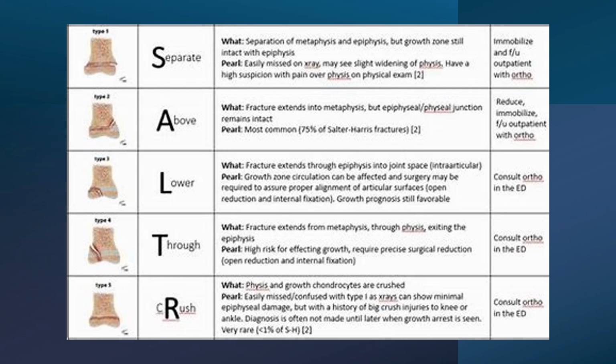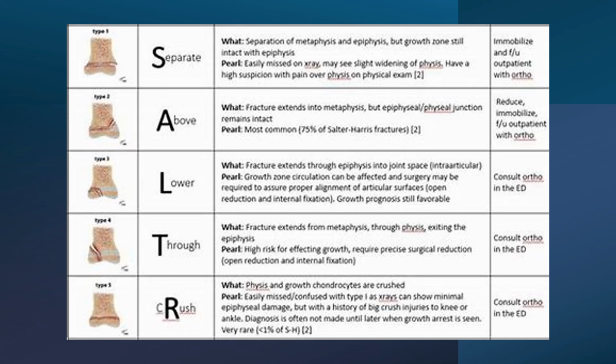Then we have type 4. This is when the fracture goes through the growth plate, the shaft of the bone and the joint side, so both sides of the growth plate are affected. Now, this type often requires surgery to make sure the bone heals correctly and doesn't affect future growth. An example of this is a more severe injury where both the long part of the bone and the joint surface are fractured.